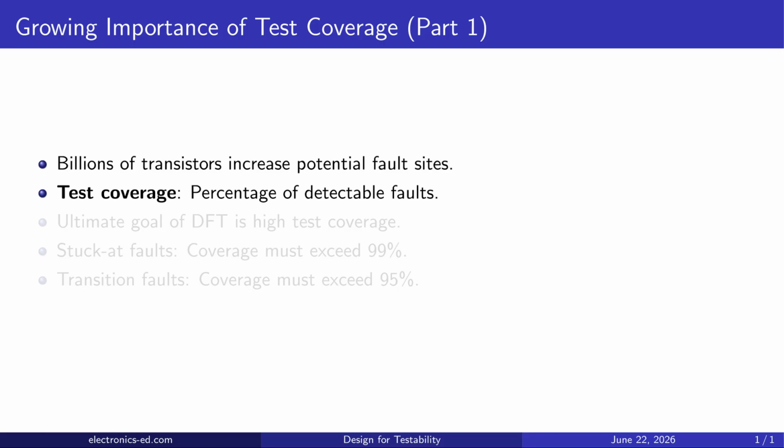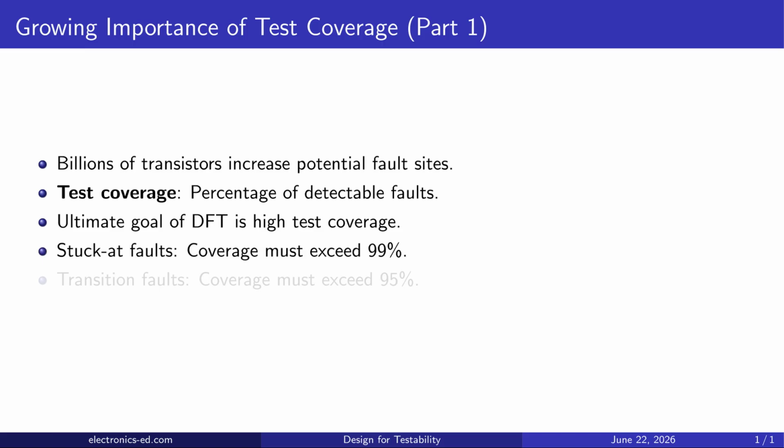Test coverage is the percentage of faults we can detect. Our ultimate goal with DFT is to achieve very high test coverage. For stuck-at faults, we target coverage above 99%. For transition faults, we need above 95%.